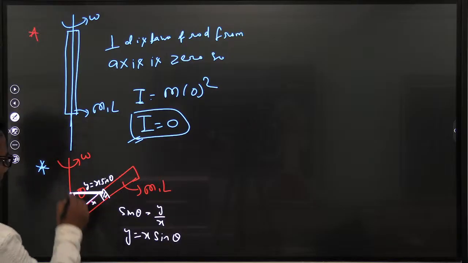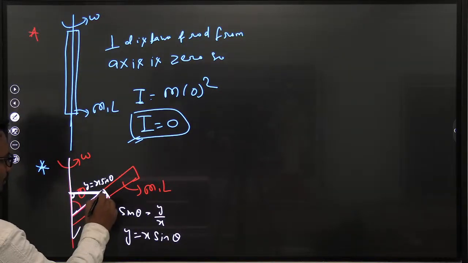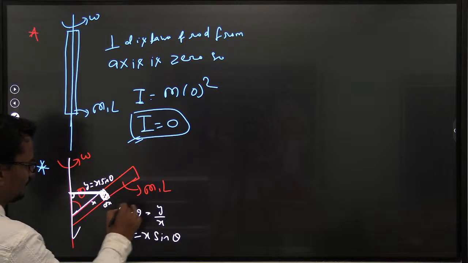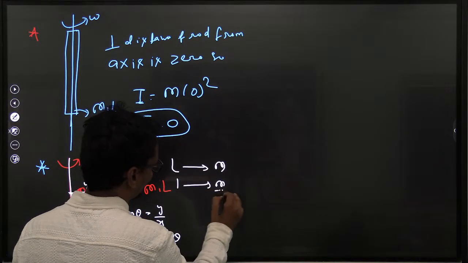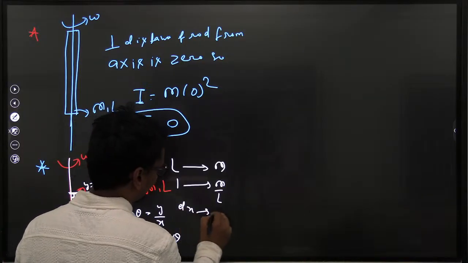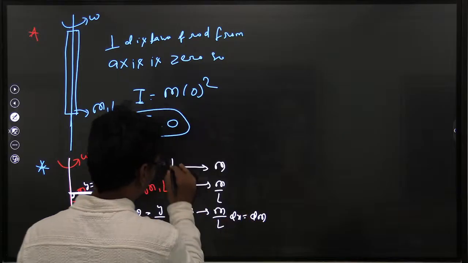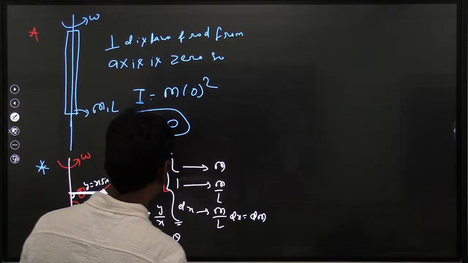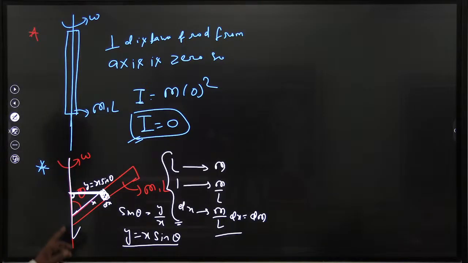Now you can look here, the perpendicular distance of this point mass from here to here is x sin theta, and what will be the mass of this dx length? Simply in length L, mass is m; in 1, mass is m by L; in dx, mass is m by L dx, and let us say this is dm. I think this is clear to all of you. We are able to find the perpendicular distance and mass, then simply we can put in the formula and solve the question easily.